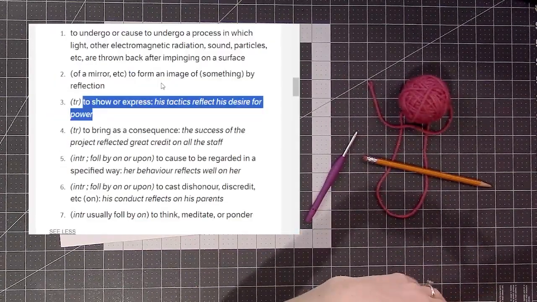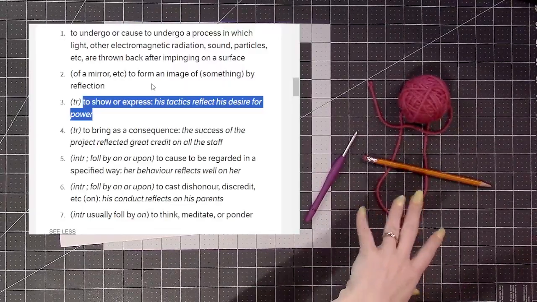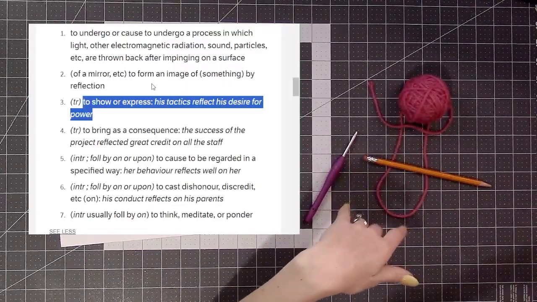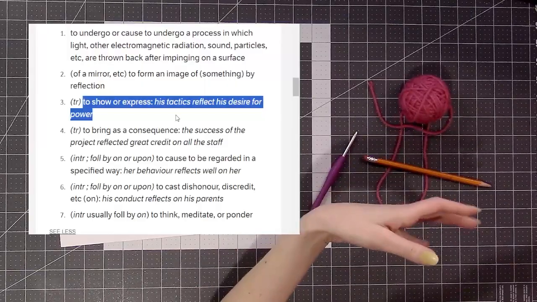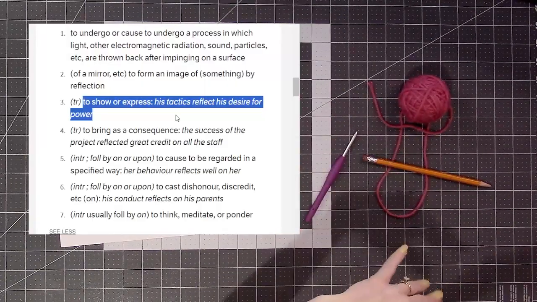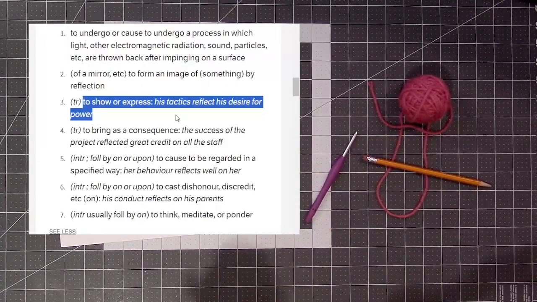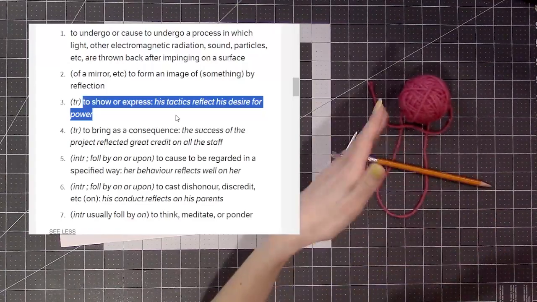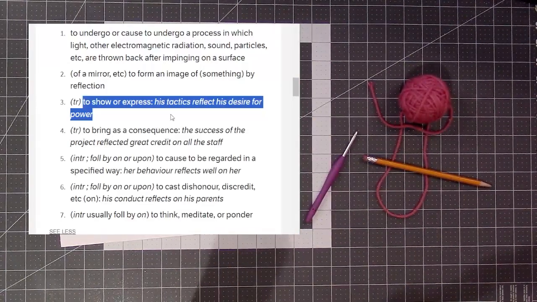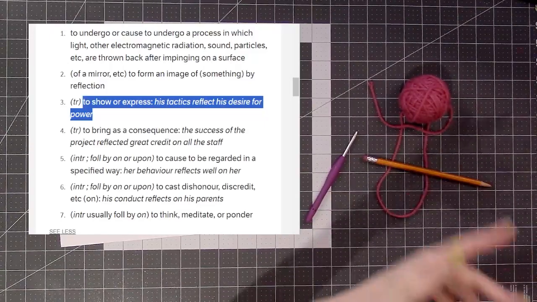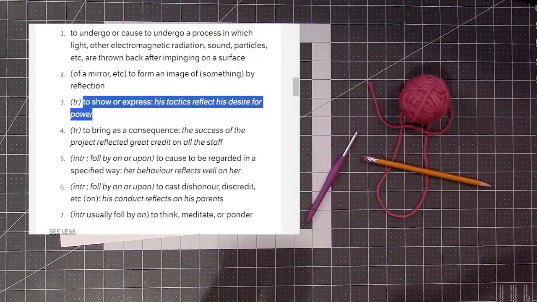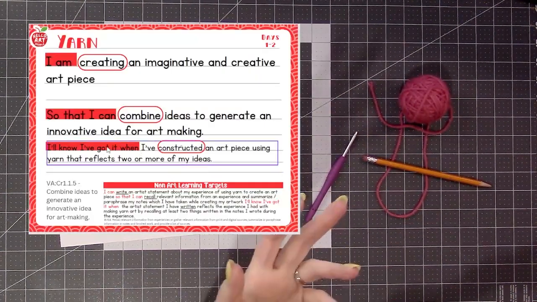So, for instance, his strategy reflected his desire for power. It's reflecting what he wants. It's showing what he wants. But it can be to show anything. It doesn't have to be what somebody wants. It could show somebody's idea. It's reflecting their idea. That would mean the same thing. So it's kind of to show.